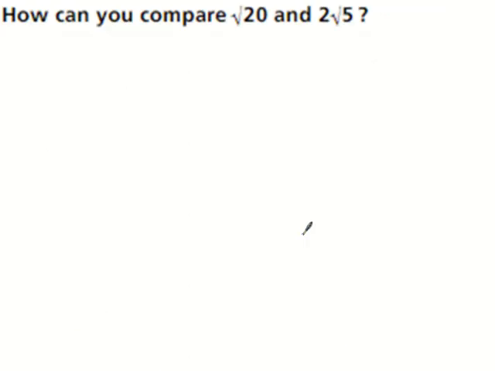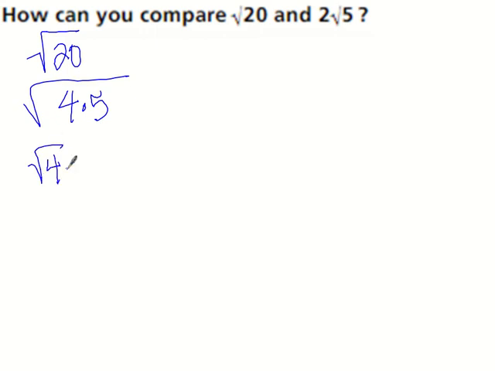So this says, how can you compare the square root of 20 and 2 square roots of 5? So let's first break up 20. So square root of 20 is the square root of 4 times 5. And then that'd be the square root of 4 times the square root of 5, and the square root of 4 is 2, so 2 square roots of 5.